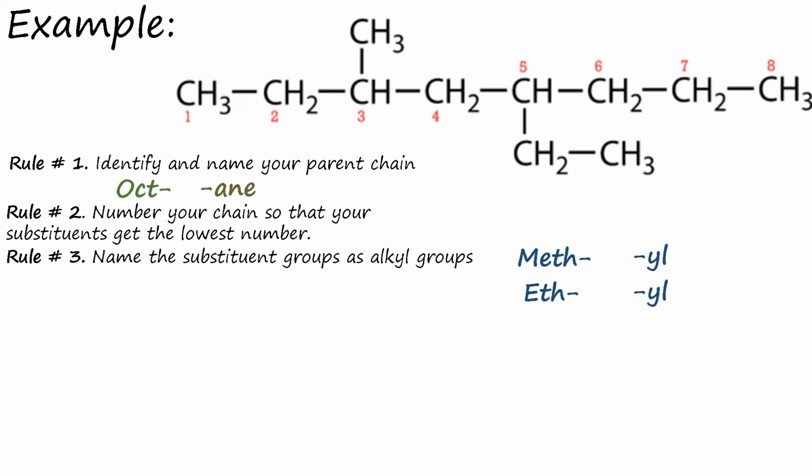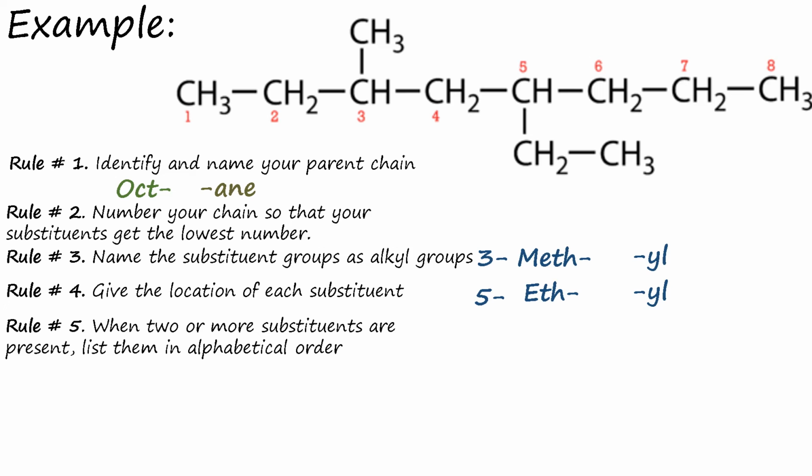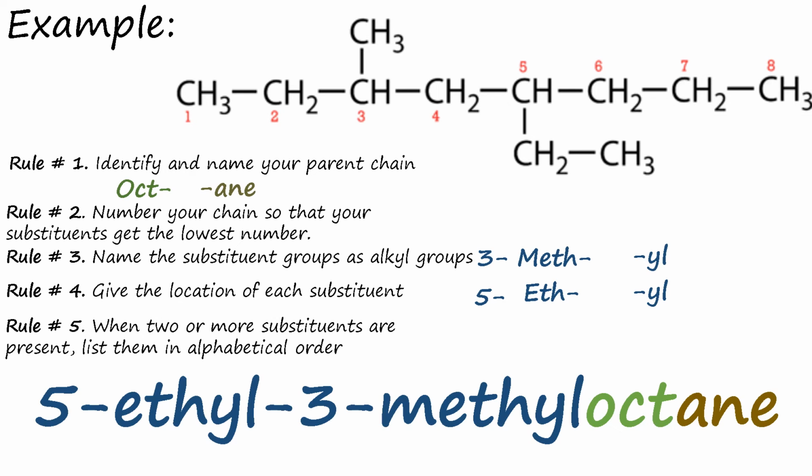Now let's give the location of each substituent. The methyl is on carbon 3 and the ethyl is on carbon 5. Finally, since we have two substituents, we have to put them in alphabetical order. So ethyl, then methyl, that gives a final name of 5-ethyl-3-methyloctane.